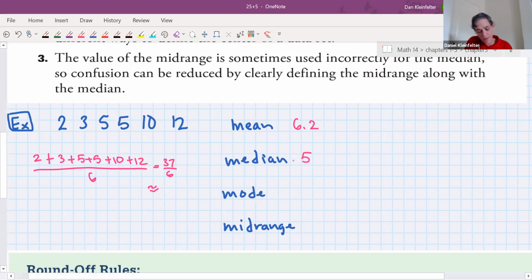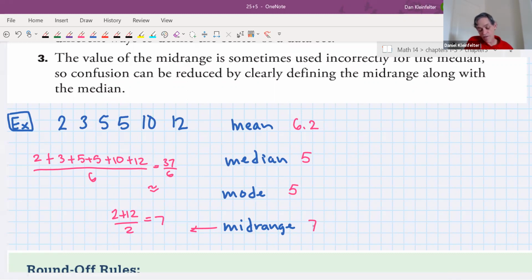So there's that. For the mode, the most frequently occurring value, it looks like 5. 5 occurs twice and nothing else does. For mid-range, we want the sum of the largest and smallest values divided by 2. So 2 plus 12 divided by 2. That's 2 plus 12 is 14 divided by 2 is 7. So the mid-range is 7. So there's 3 different measures or 3 different values for the middle, depending on how you want to calculate it.